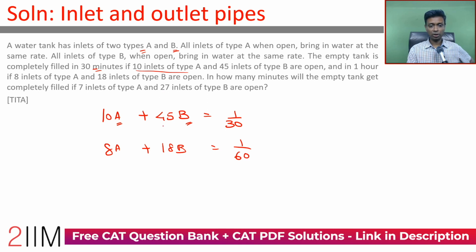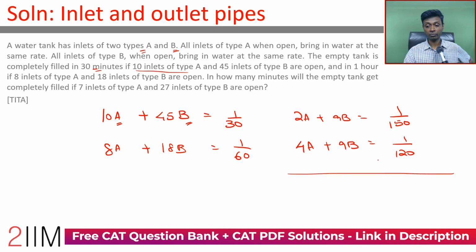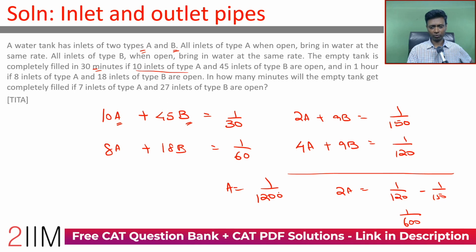So 2A plus 45B, we can divide by 5. 2A plus 9B is 1 by 150. Again, divide here, we can divide by 2. 4A plus 9B is 1 by 120. We subtract one from the other. 2A equals 1 by 120 minus 1 by 150. 5 by 600 minus 4 by 600, which is 1 by 600. Or A is 1 by 1200.